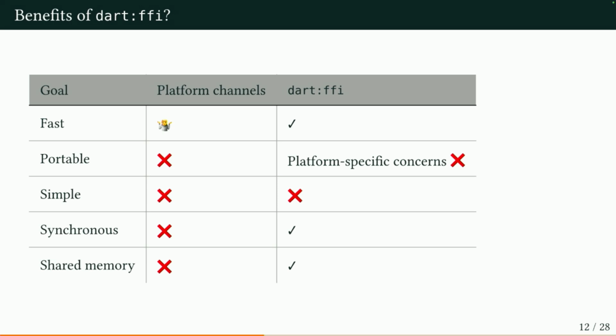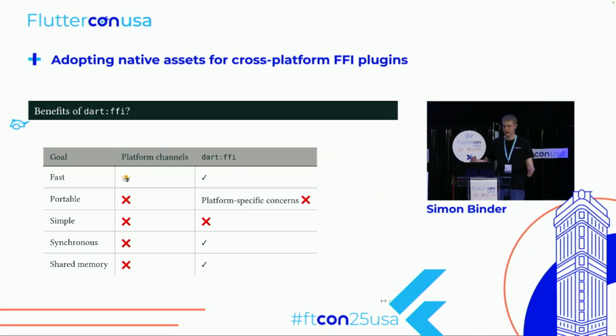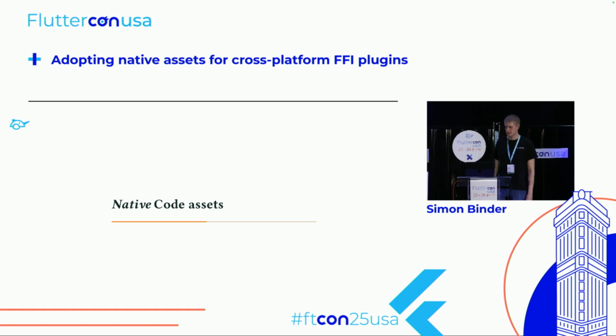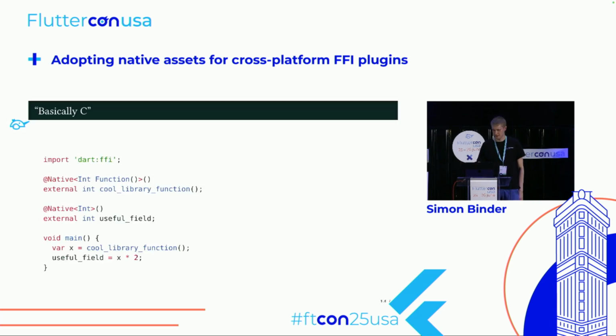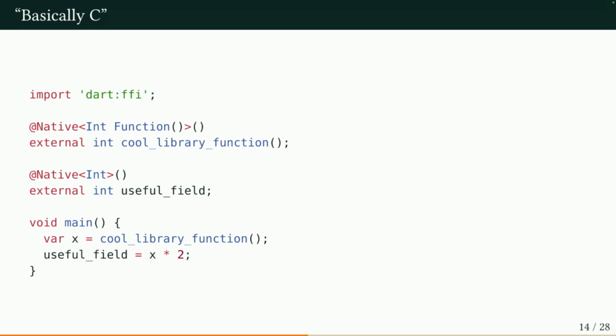So with that said, I now get to talk about maybe my favorite feature that is upcoming or currently in development, and that is code assets. To sell you on code assets, I first want to show you a snippet that is a re-implementation of the example where we bind to an external library in Dart. This is how that would look if we're using code assets.